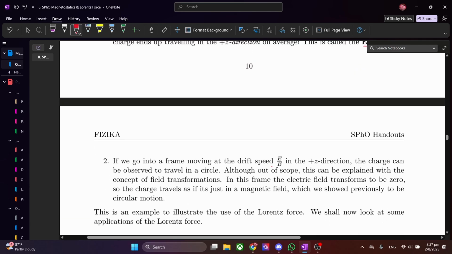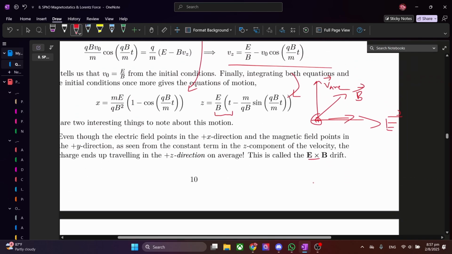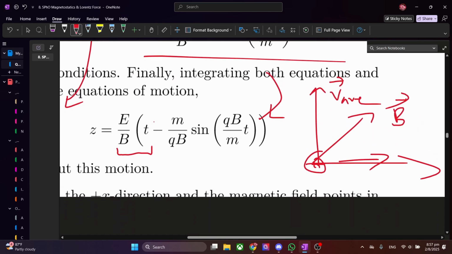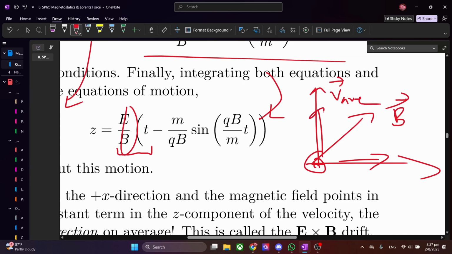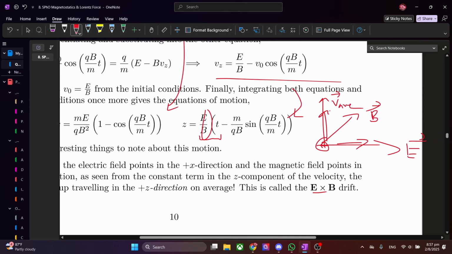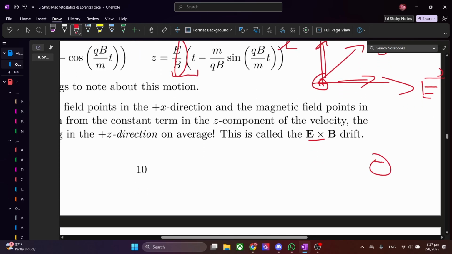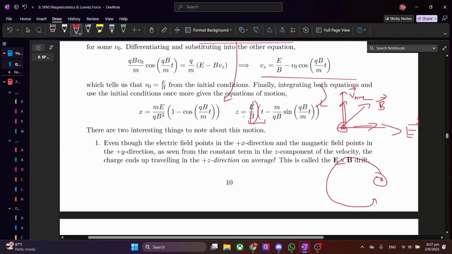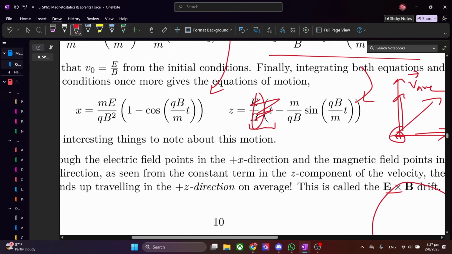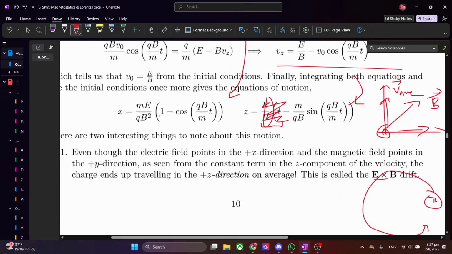Another thing that is kind of goofy is that if we go into a frame that's moving at this average speed in this upward velocity, and if you went into this frame, your charge is going to be observed as moving in a circle, actually, because clearly if you get rid of this T, and you also kind of ignore this X, it doesn't really matter, it looks like a circular motion.